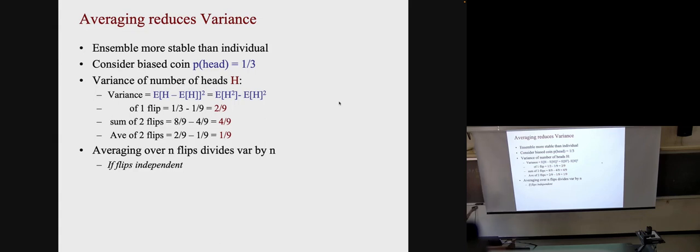And of course, if you do that over n flips, like if you do multiple flips, then the variance divides by n. So the variance decreases. This is also a result called the law of large numbers, and it's related to the central limit theorem in statistics, although that one is actually much more general than this. The big assumption here is that the flips have to be independent. Again, this wouldn't work unless we make this assumption.